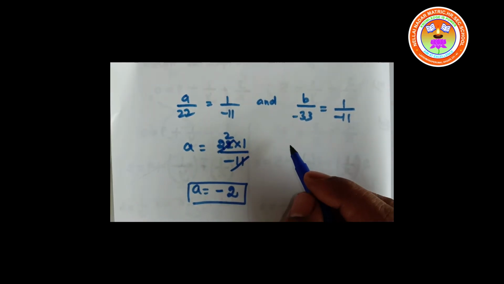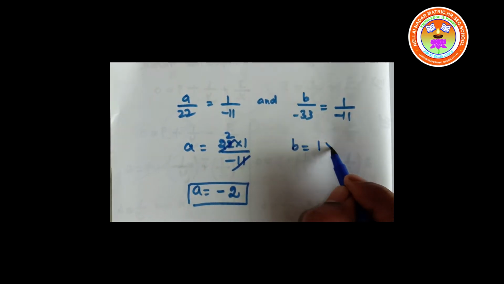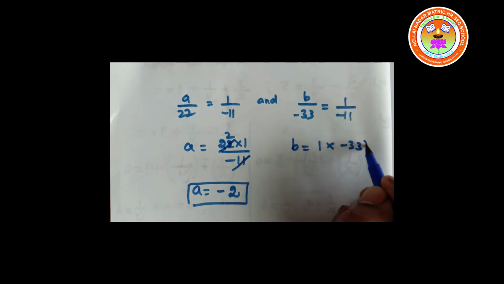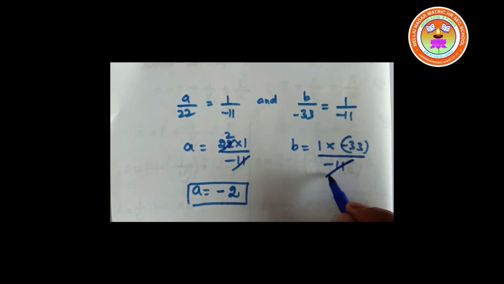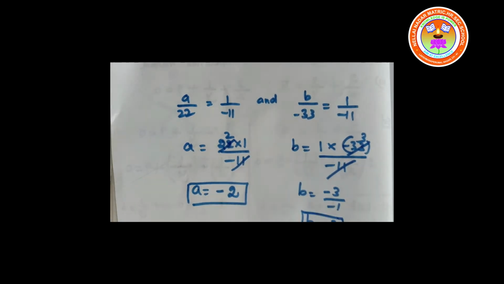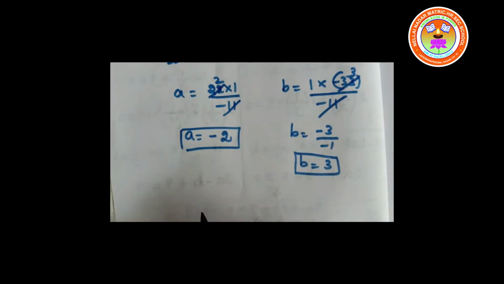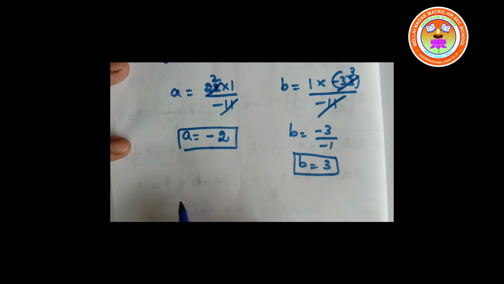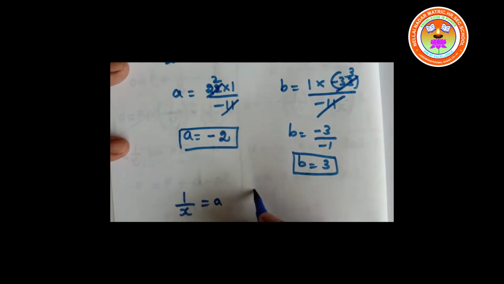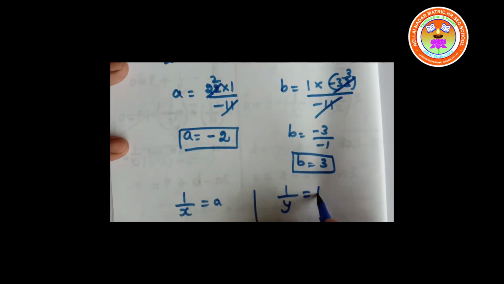Is it clear, children? Now b equal to 1 into minus 33 divided by minus 11. 11 how many times? 3 times. b equal to minus 3 by minus 1. So b is equal to plus 3. Is it clear, children? b equal to plus 3. Now what you're going to do is, we consider 1 by x is equal to a and 1 by y equal to b, right?